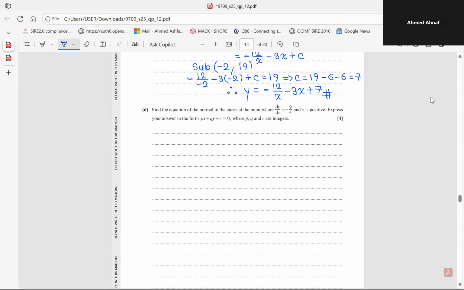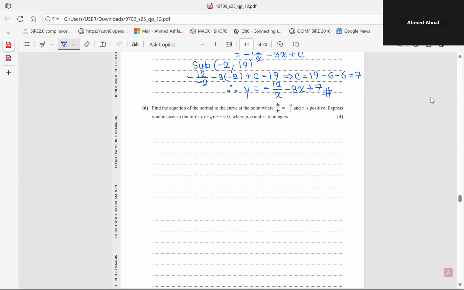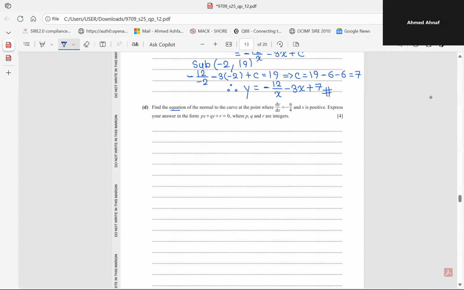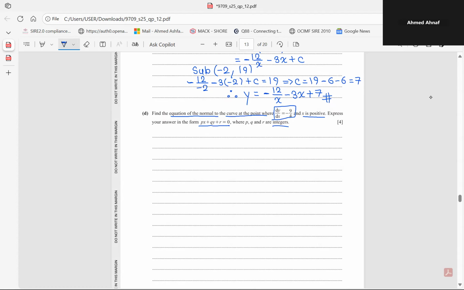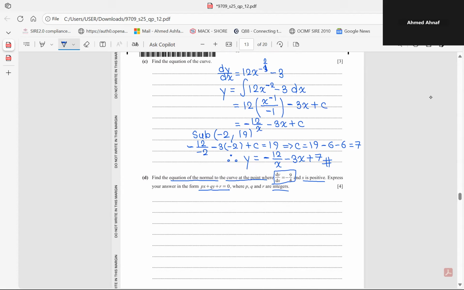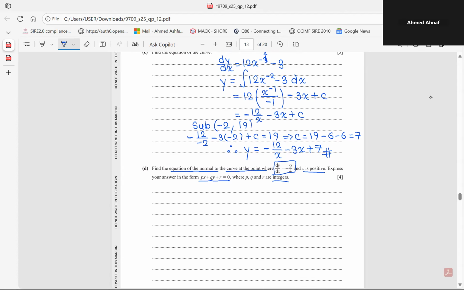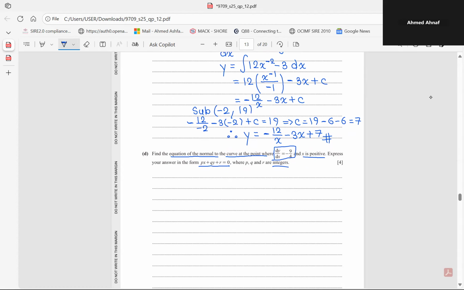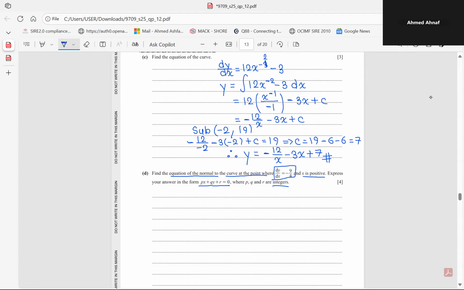Okay, so in this next part, we're going to have to find the equation of the normal to the curve at the point where dy/dx is equal to -9/4 and x is positive. And we have to express our answer in the form of this, where p, q, and r are integers. In order to do this equation, we have to first find our x value. We have to use this piece of information first.